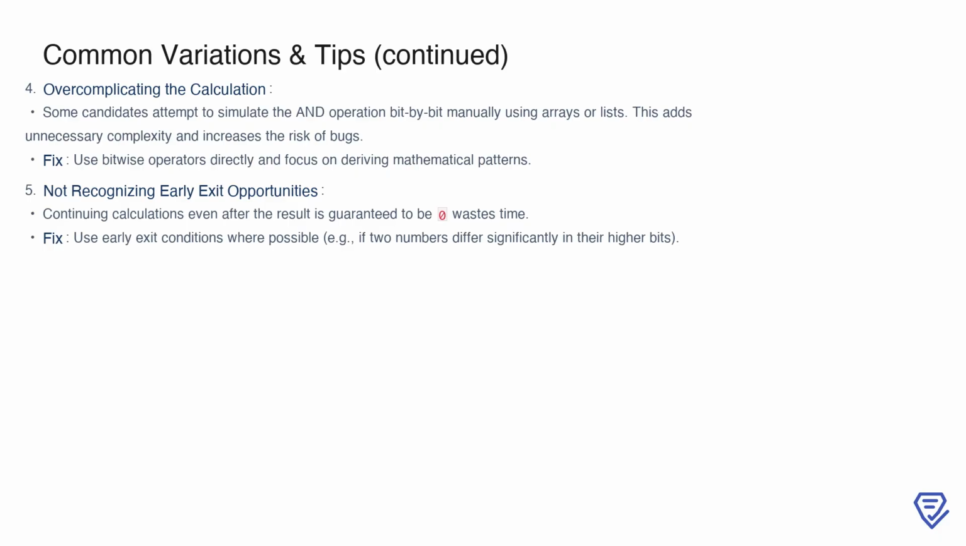Additionally, many fail to recognize opportunities for early exit. Once the result of the operation is guaranteed to be 0, for example, when the higher bits of two numbers in the range differ significantly, there's no point in continuing the computation. Implementing early exit conditions can save both time and resources, making your solution significantly more efficient.